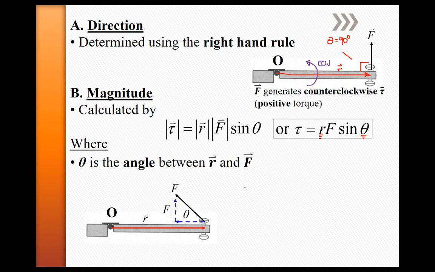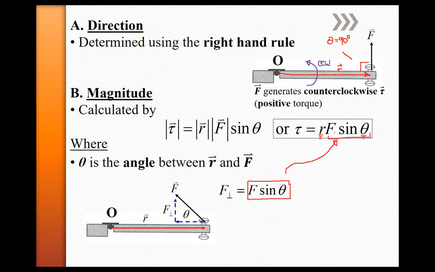Now we can actually take the force and break it into two components. We can break it into a horizontal or parallel component, or a vertical or perpendicular component from our perspective. If you want to calculate the perpendicular component of the force, it would just be F times sine theta. So what this tells me is F sine theta. So why F sine theta in the equation up here?